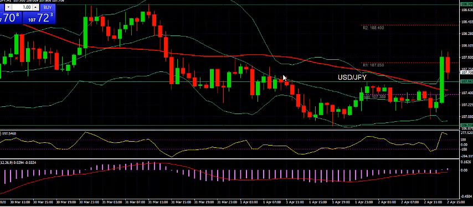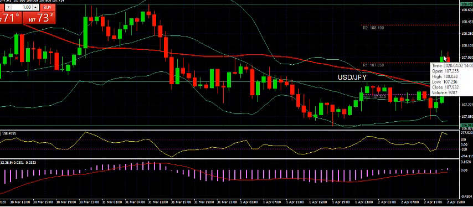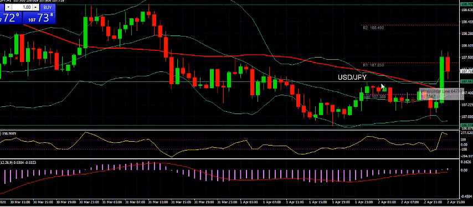Everything's fine. Everything's on track. We're doing well this morning. I'm just waiting for some more follow through. I just don't know if I'm going to get that 3 pip entry and when. I don't think it's going to happen in the next couple of hours. I think things are going to go sideways for a little while.